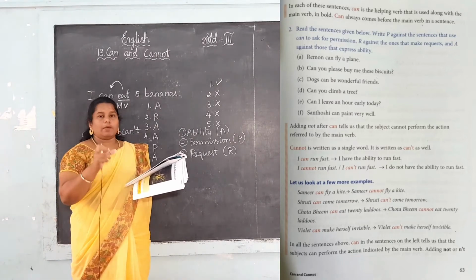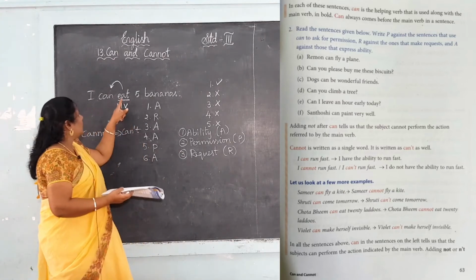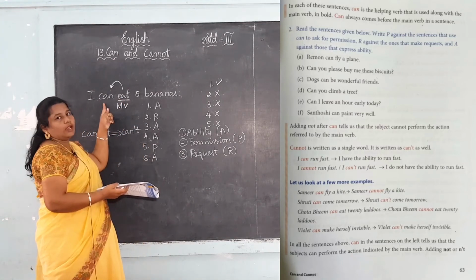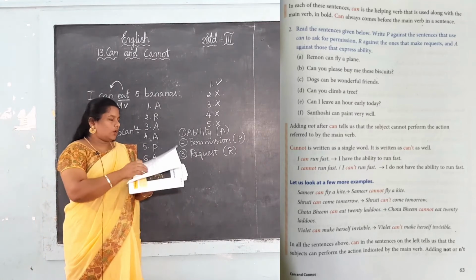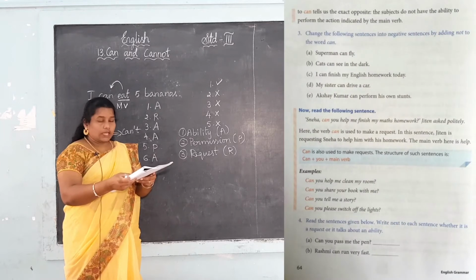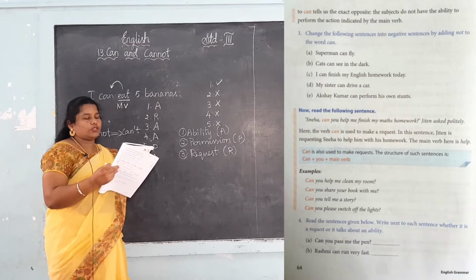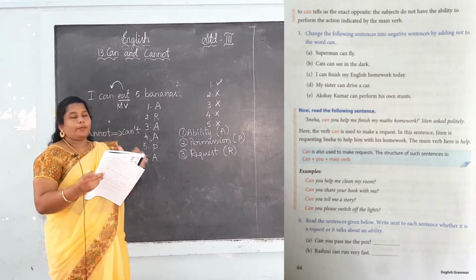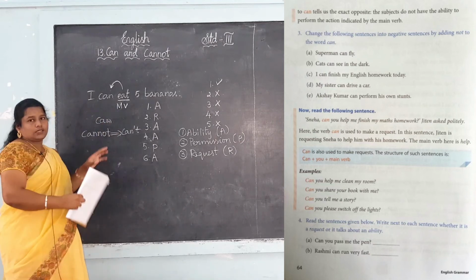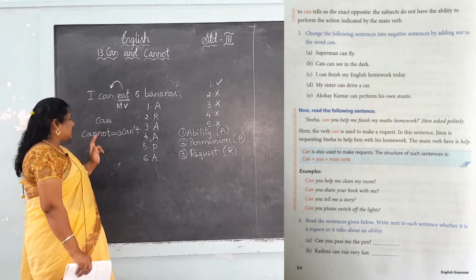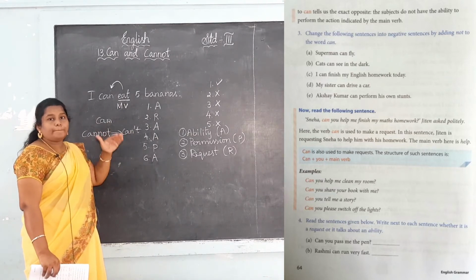See, before the main verb, the helping verb can is used. Already we learned that before the main verb the helping verb can is used. Adding not or n't, take page number 64, to can tells us the exact opposite. Can is the positive word. If it is cannot or can't, this is negative, the opposite.